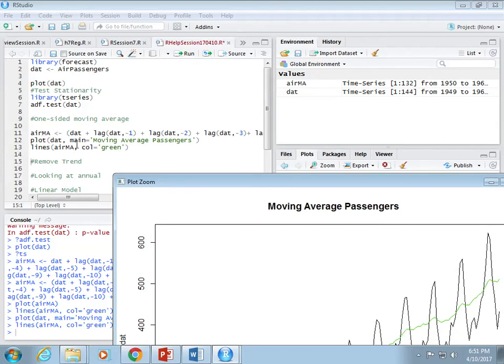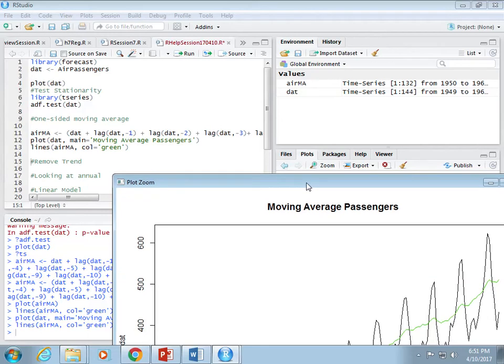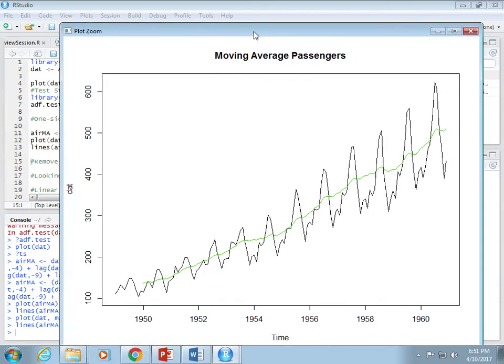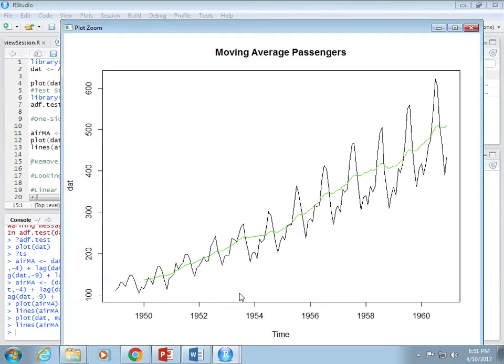So I'm plotting the data, giving it a title, and then adding a line for moving average, and give it some sort of color. And then you should get some plot like this. Okay.